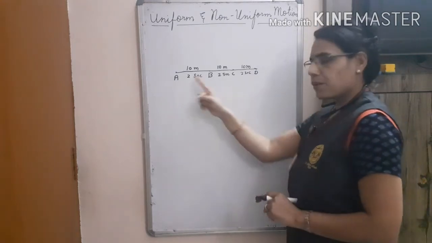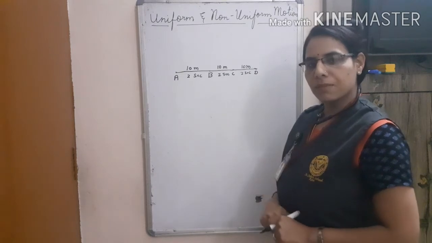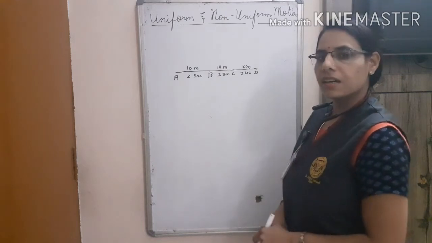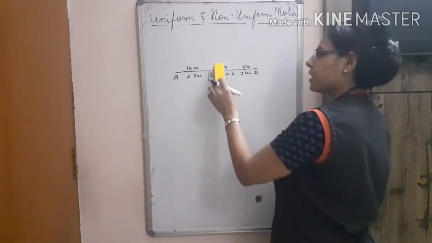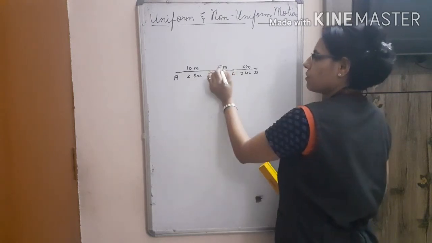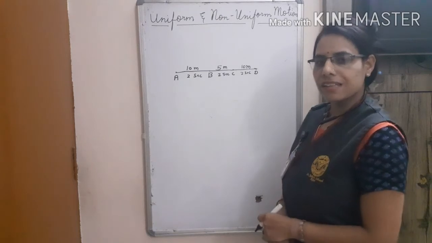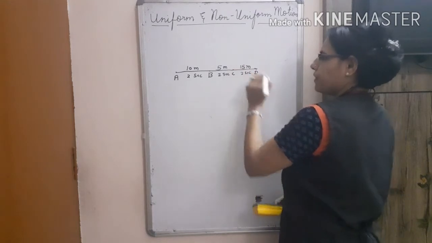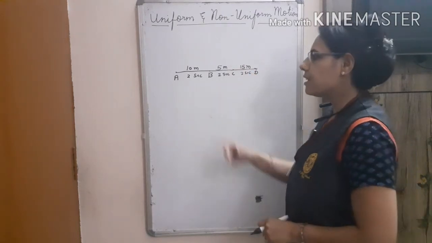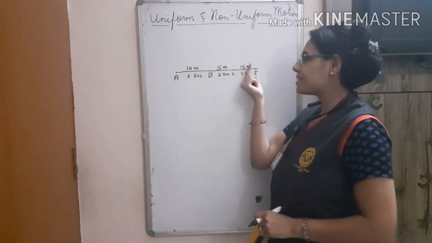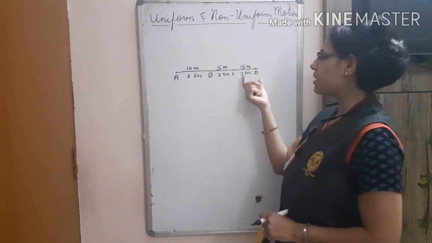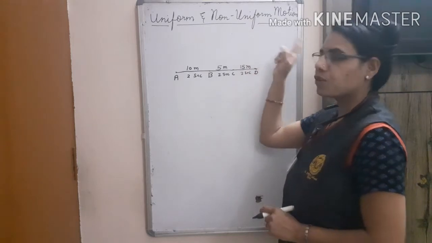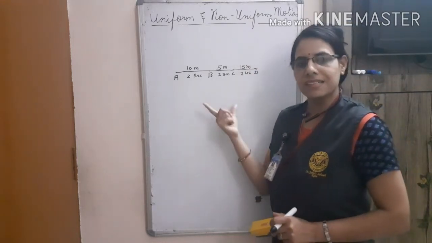Now, same object, now it is moving on a busy road. So, what happened? In the first 2 seconds, it covers 10 meters. In the next 2 seconds, it covers 5 meters. And in the next 2 seconds, it covers 15 meters. So we can see the body covers unequal distance in an equal interval of time. So this type of motion is known as non-uniform motion. No uniformity is here.